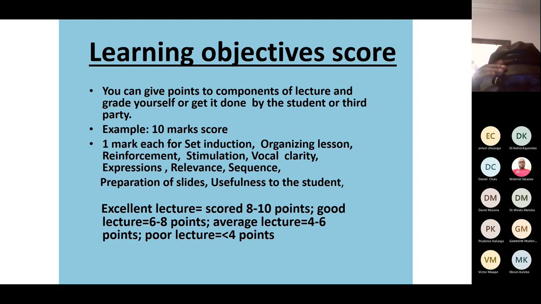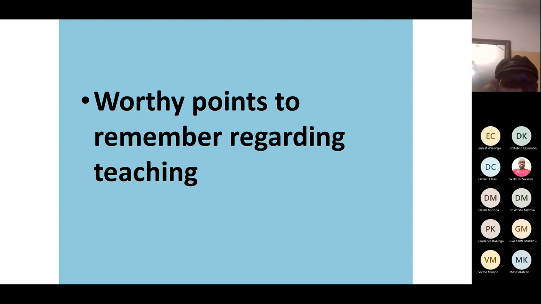Evaluation: you give learning objectives scores according to how important you think they are towards the teaching of that topic. You can give points to components of the lecture and grade yourself or get it done by the student or a third party. For example, you can give yourself 10 marks for a particular concept. So you say 1 mark for each: induction, organizing the lesson, reinforcement, stimulation, vocal clarity, expressions, relevance, sequence, preparation of slides, usefulness to the students. So you give yourself excellent 8 to 10 score points, good 6 to 8, average, or you can give students to do that. They can score you. There's no problem. But don't take this as them trying to box you in a corner. No, you are just being objective, okay?